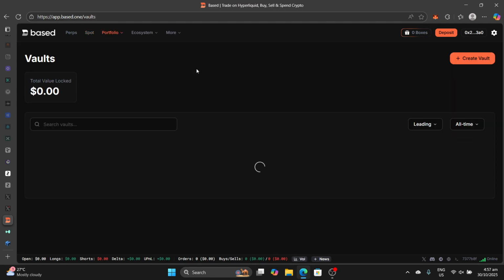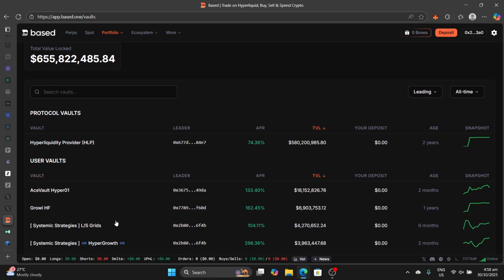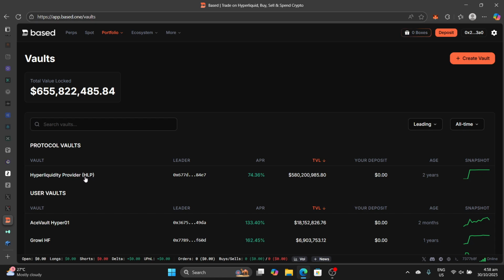Let's see, vaults. Oh, so this is wow. The APR on the Hyperliquid native vault is very high. Hmm, this is interesting. So for vaults, if I was to deposit in a vault as a way of earning points, it will be this vault, not the others. The others, you are basically copy trading traders, but this one is the safer one because it's the protocol vault. And this APY is really high.